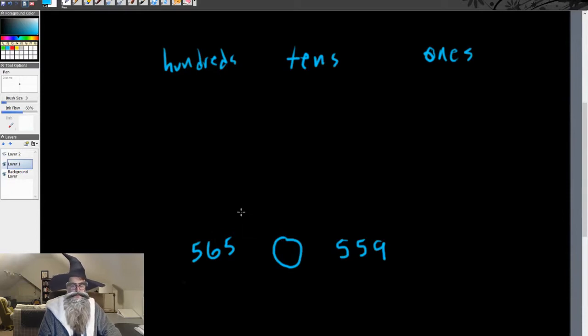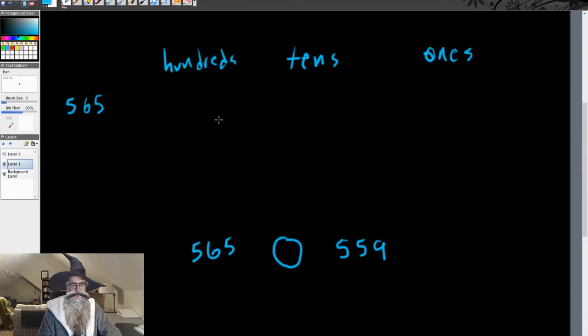Welcome to episode 3, Comparing Numbers. Today we're going to be using our place value chart to compare two different numbers here, 565 and 559. We're going to place these on our place value chart to see where they're different and where we're going to compare them.